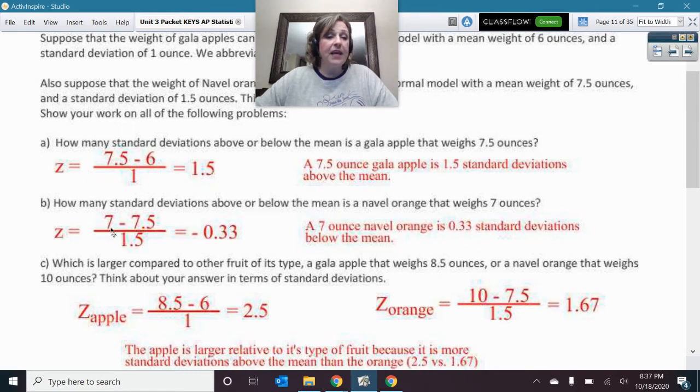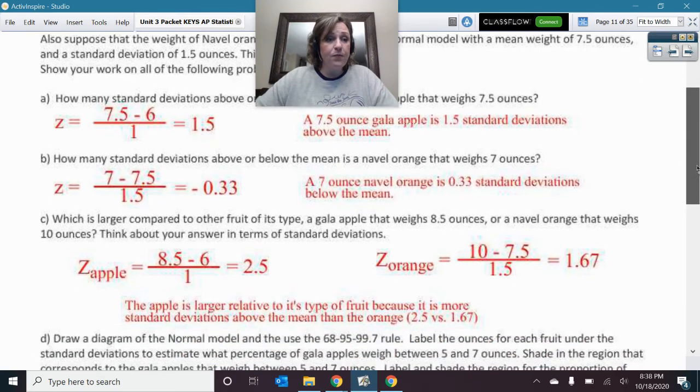Here, we use the information for our navel orange. For the navel orange, our mean was 7.5, and our standard deviation was 1.5. And they were asking about a navel orange that weighs 7 ounces. So that's the x value. So x minus the mean over the standard deviation is how we get negative 0.33. So that's 0.33 standard deviation, so a third of a standard deviation below the mean because it's negative.